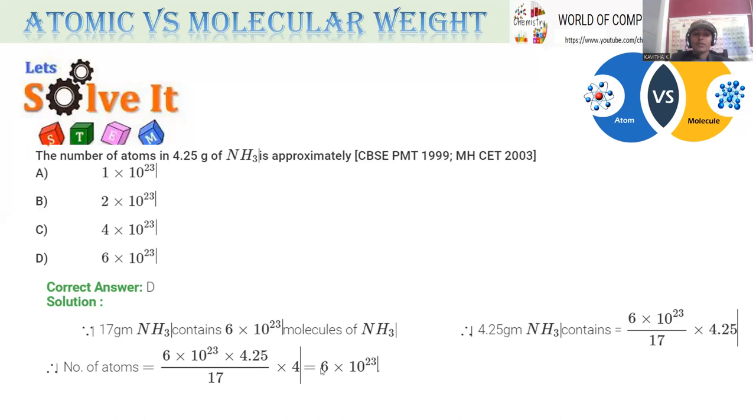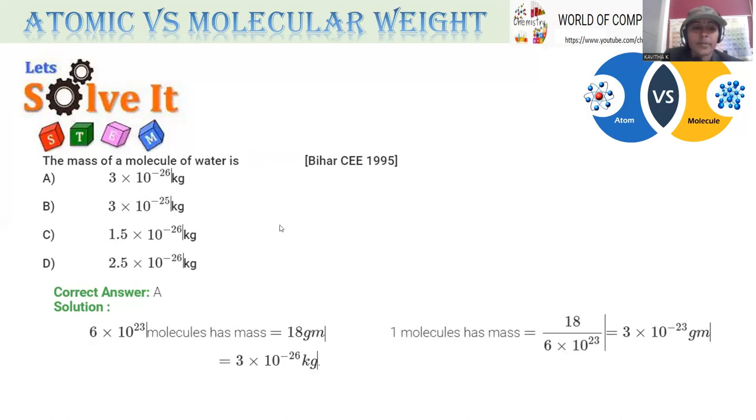So here, after calculating, the number of atoms will become, see, very simple it will be. 4.25 into 4, 4 4 is 16. Denominator 17 is there. These two get exactly cancelled with the denominator. Only the term left over will be 6 into 10 to the power 23. So here 6 into 10 to the power 23 is the right answer that is provided in option number D. So in this manner, we can go with the calculation in order to calculate number of atoms.